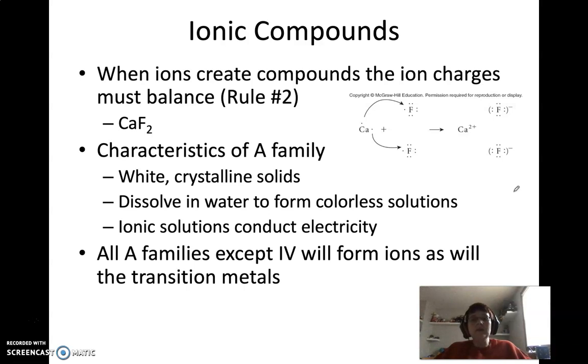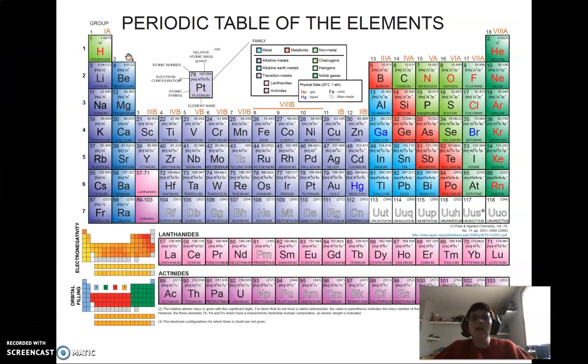The A families, except for family 4, will form ions, as will the transition metals. Some of them will be more common to do it. So if we take a look at the elements, families 1 and 2 are definitely going to make ions. Families 6 and 7 definitely make ions. Family 4 will not make ions, and we'll see why in a little while.